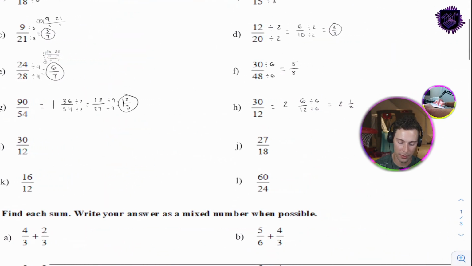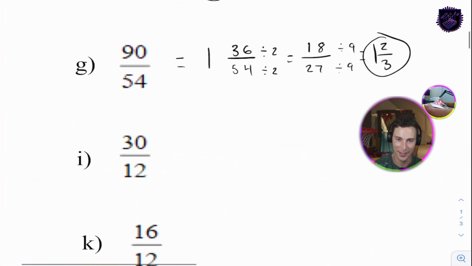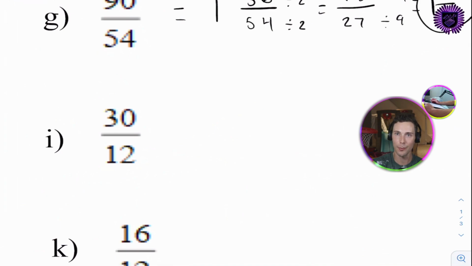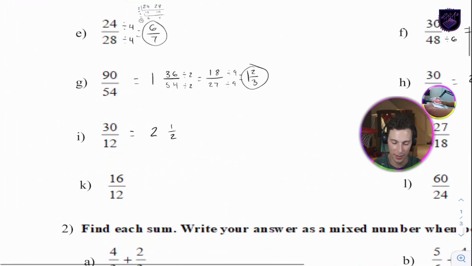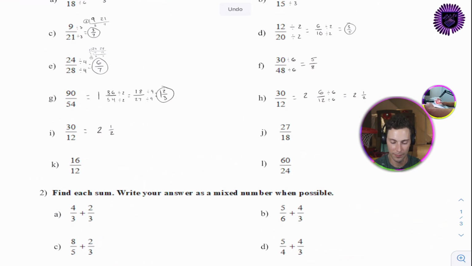Are you serious? I hate when that happens on these worksheets. Surprise, it's the same question again. 30/12. Well, I'm just going to do this. 2 and 1/2. I just did that in this one. Isn't that funny? Okay.